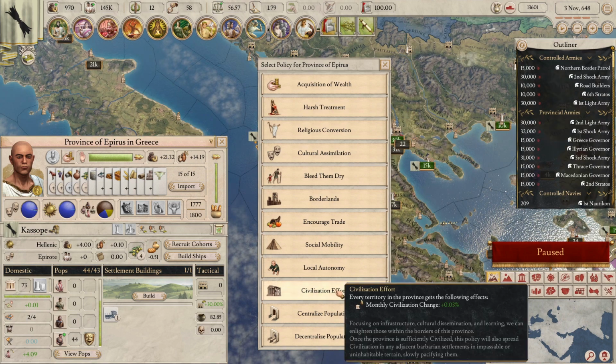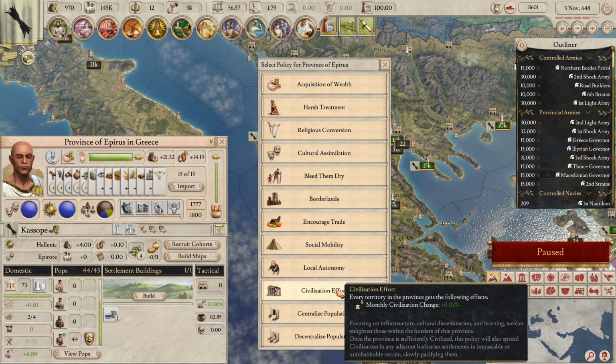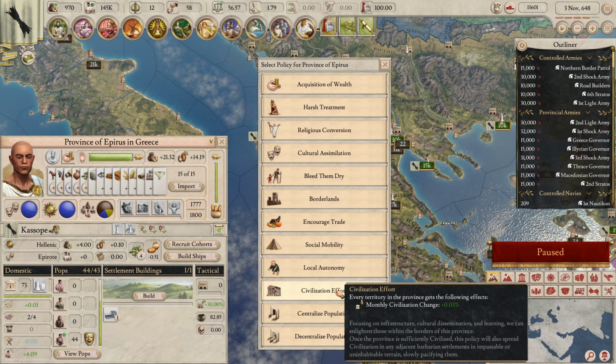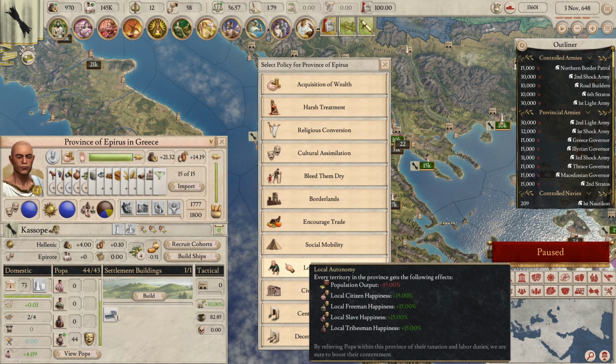The next policy, civilization effort, is quite an underrated policy. It increases the monthly civilization change of all territories in a province. But what is this civilization value that the civilization change affects? Well, this basically amounts to how civilized your territories are. Each territory has a civilization value that increases at a monthly rate based on a few values. The civilization effort policy increases that monthly gain.